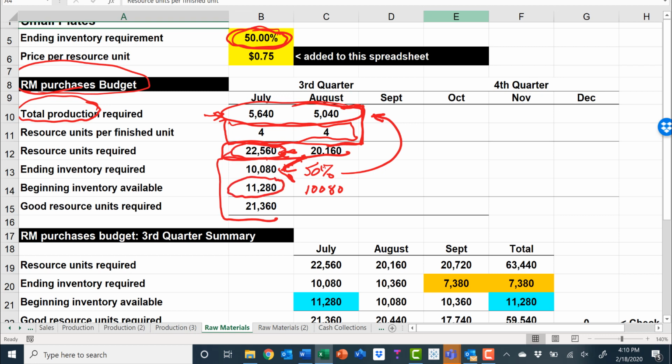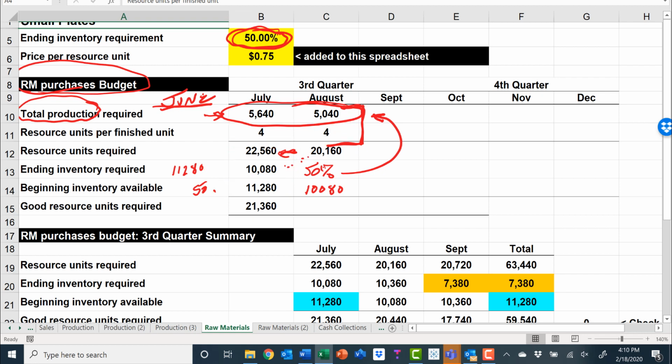So I get another one of these, and that's also going to be 50%, because if I had June up here, my ending inventory for June would have been that 11,280. And so it becomes my beginning inventory here. And then once again, throughout this, you've got your inventory equation to get that filled in. Correct. And so those are the pieces in terms of how you do this.